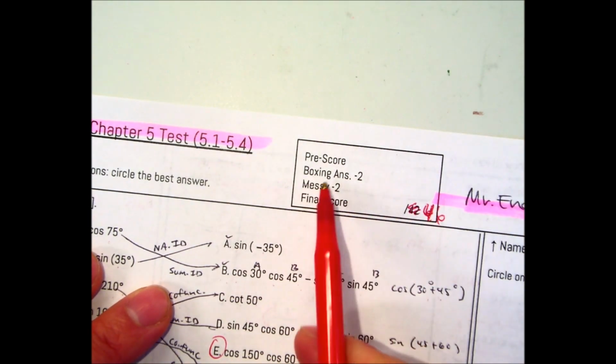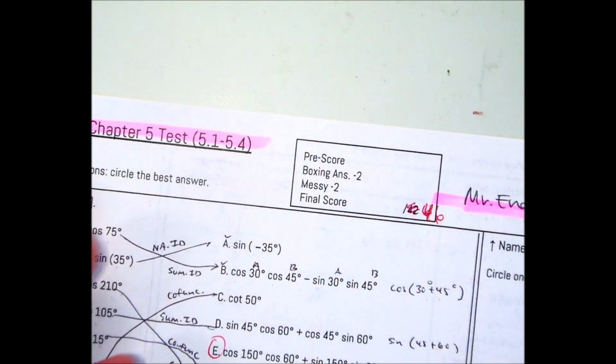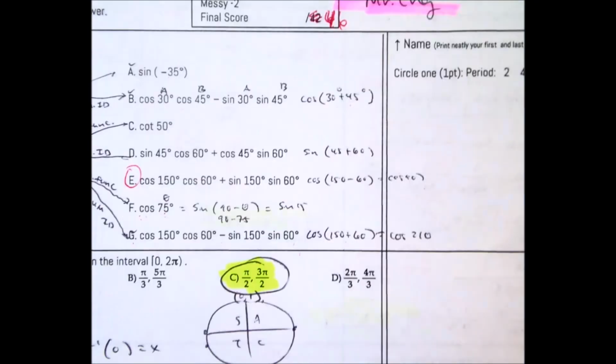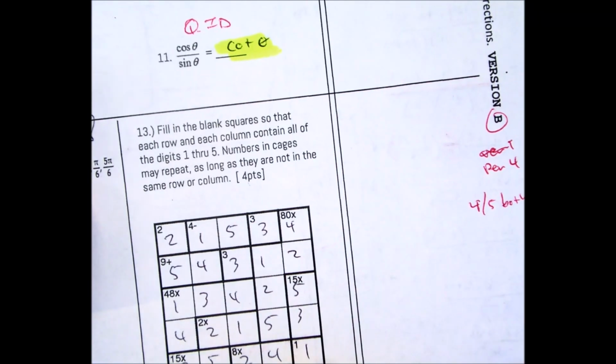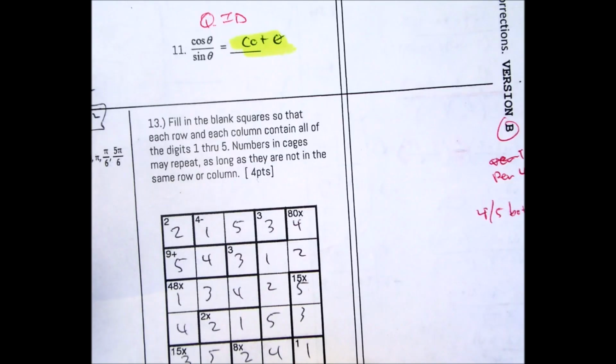Hopefully you didn't get minus points for boxing and being messy. You should be appreciative because I actually give you like 3 points. 2 points for name and period. Ken's not even dealing with trig. You just have to use a little bit of basic math with a calculator.